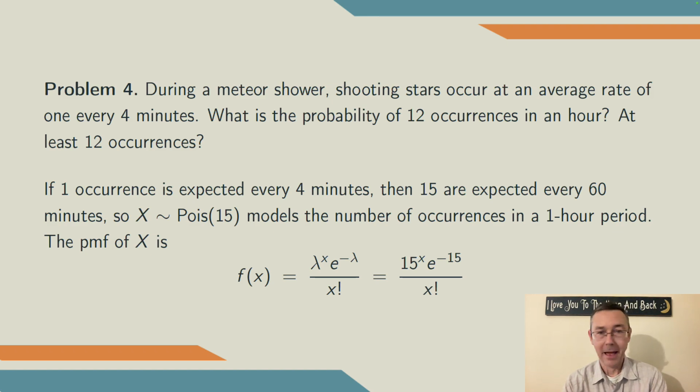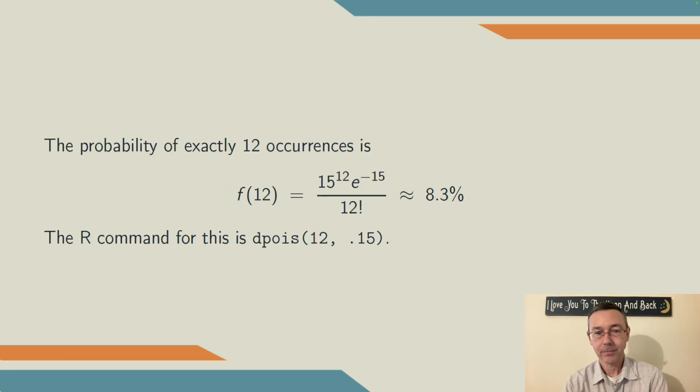The probability mass function, lambda to the x, e to the negative lambda over x factorial, we need to plug in lambda equals 15. To compute the probability of exactly 12 occurrences, we plug in x equals 12. We get about 8.3%. And the R code for that is dpois(12, 15).